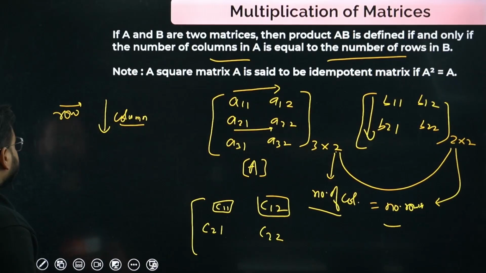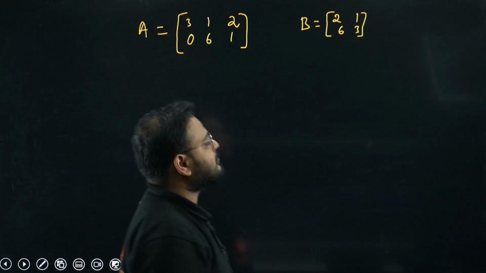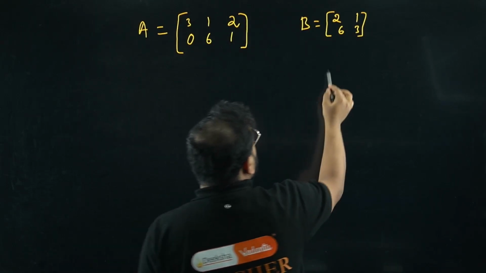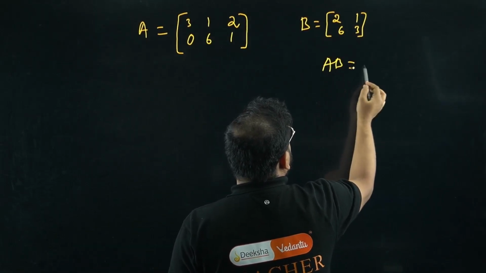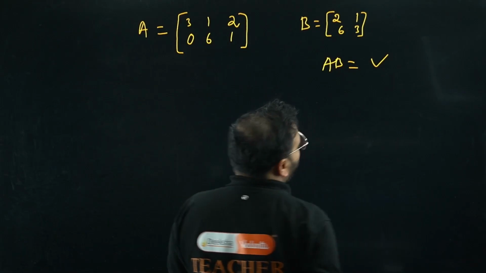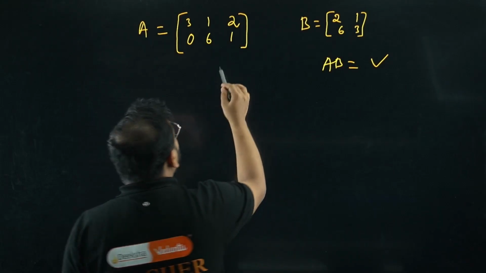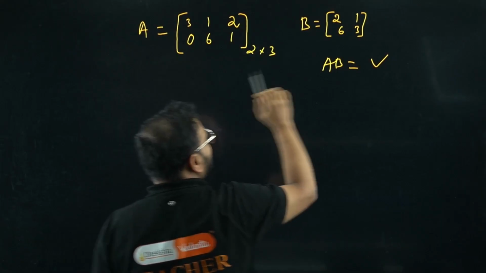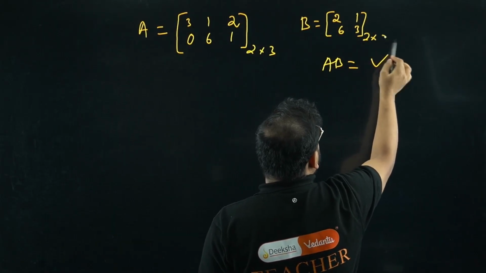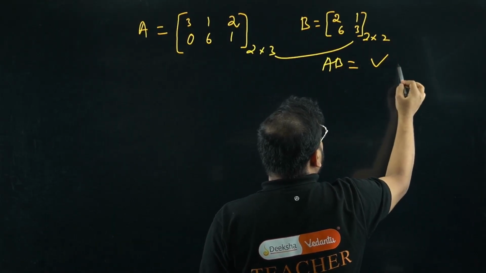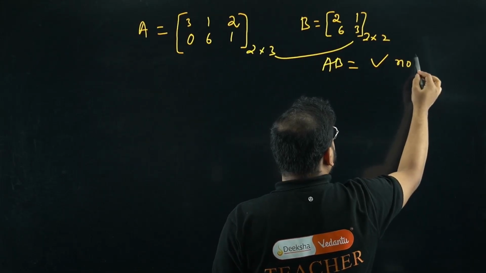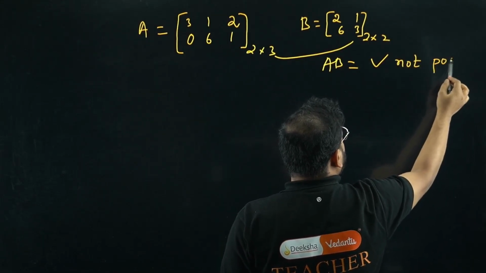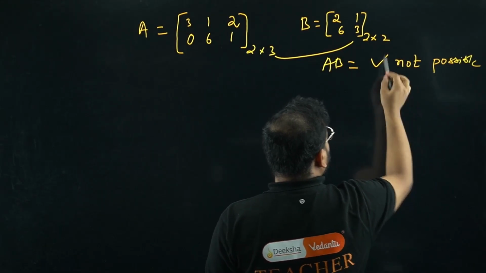Alright, can you multiply this? My question is, can you find here AB? Can you do that? Yes or no? Can you do this? Please check. It is going to be a 2 cross 3 matrix. Number of rows is 2, number of columns is 3. Can you multiply this? Okay, here 2 cross 2 is there. Can you multiply, sir? No, sir, we cannot multiply. Not possible. Not possible to multiply here.